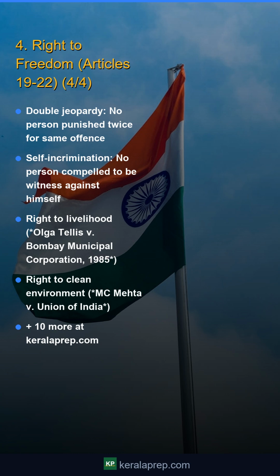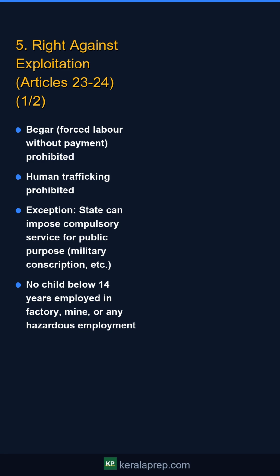Right to livelihood, Olga Tellis v. Bombay Municipal Corporation, 1985. Right to clean environment, MC Mehta v. Union of India. And 10 more in the full notes at keralaprep.com. 5. Right against exploitation, Articles 23 to 24. Begar, forced labor without payment, prohibited. Human trafficking prohibited. Exception. State can impose compulsory service for public purpose, military conscription, etc. No child below 14 years employed in factory, mine, or any hazardous employment.